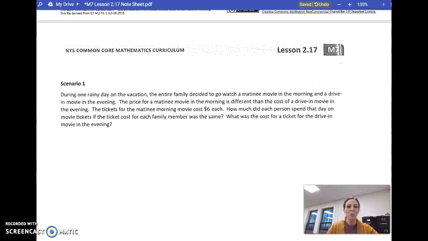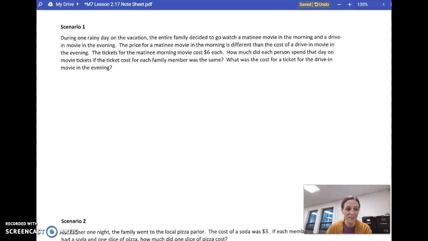All right. During one rainy day on vacation, the entire family, how many people are in the entire family? 5. Okay. Decide to go watch a matinee movie in the morning and a drive-in movie in the evening. So they went to the theater in the morning, went to a drive-in. You might not have heard of drive-ins, but there used to be a lot of them. The price of a matinee movie in the morning is different from the cost of a drive-in movie in the evening. The tickets for the matinee morning movie cost $6, and it wants to know how much did each person spend that day on movie tickets if the ticket cost for each family member is the same. What was the cost for a ticket for the drive-in movie in the evening?